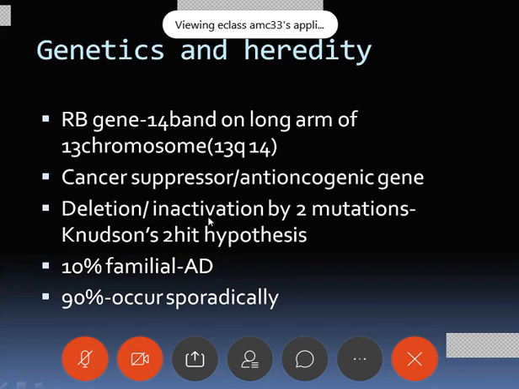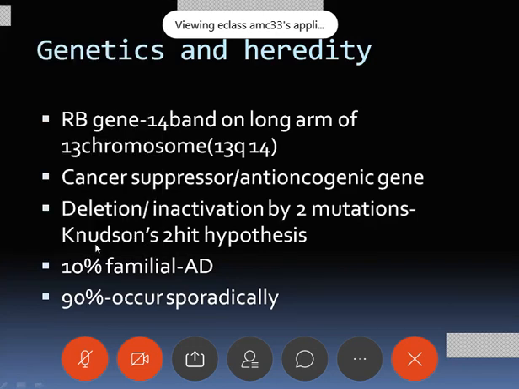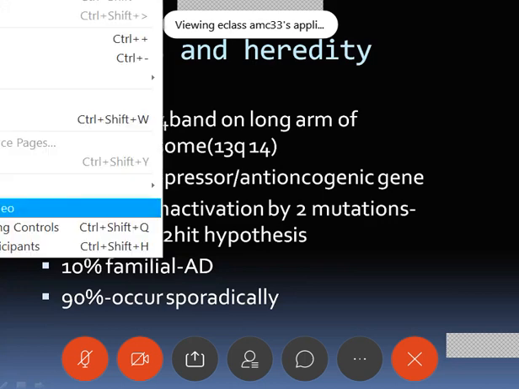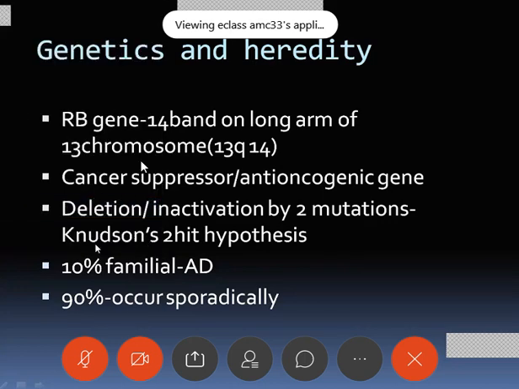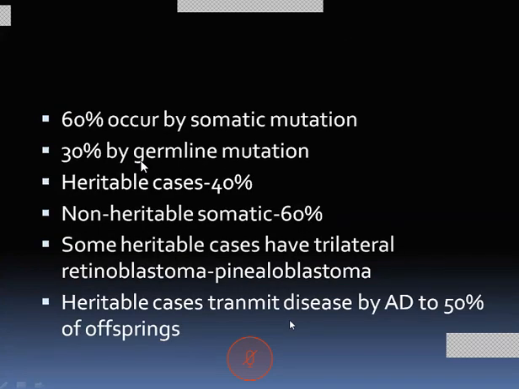Overall, coming to genetics and heredity, 10% of the cases are familial, by autosomal dominant inheritance. 90% occur sporadically, by mutations. So among these, 10% are hereditary, and the rest 90% occur sporadically by somatic mutation.